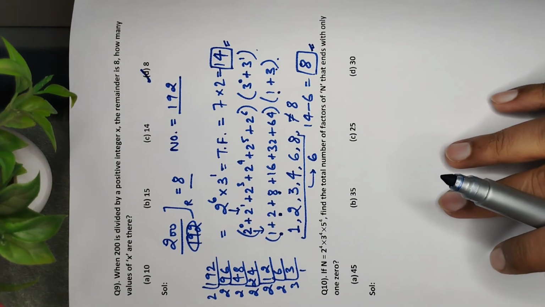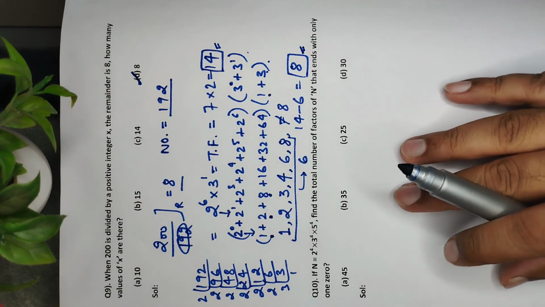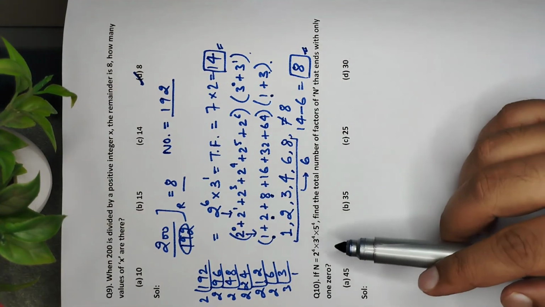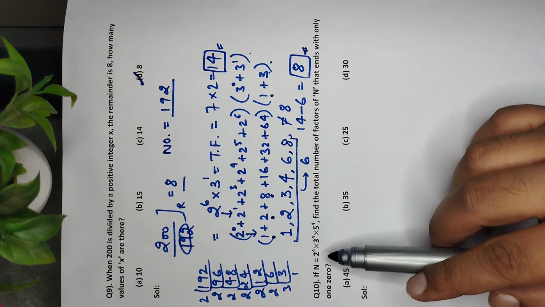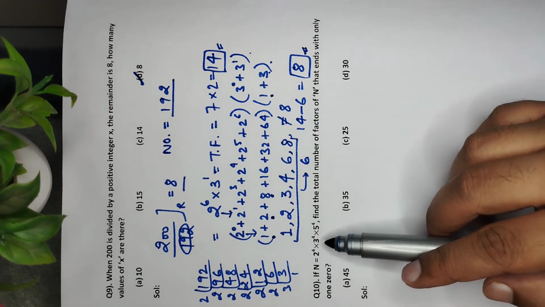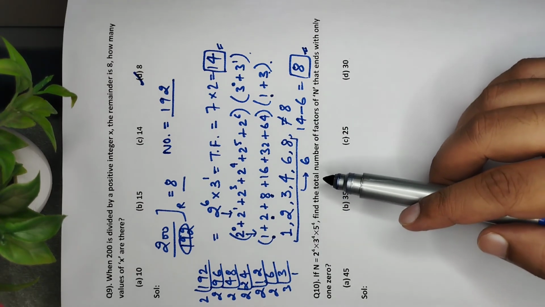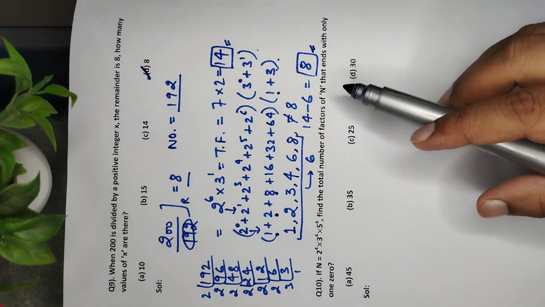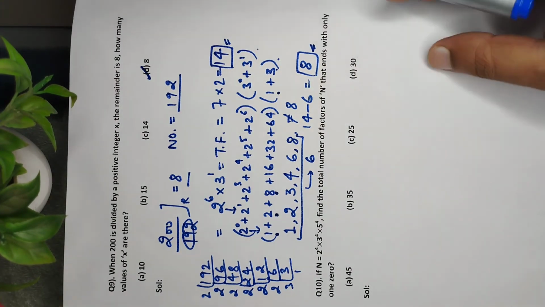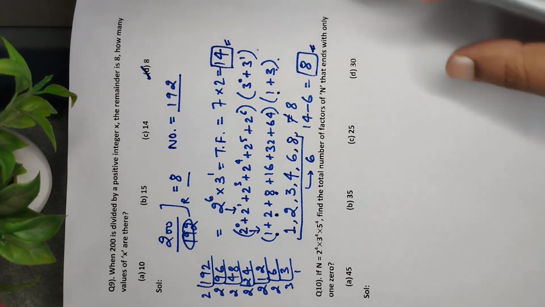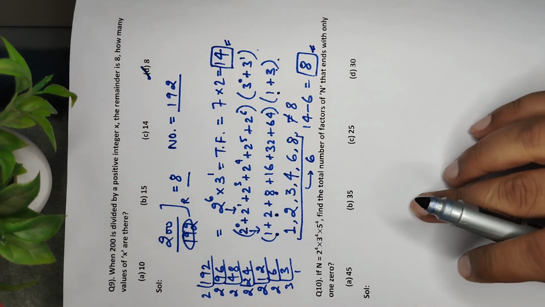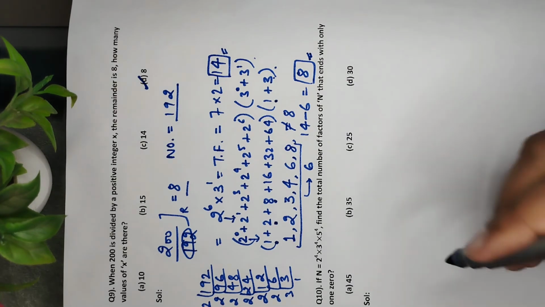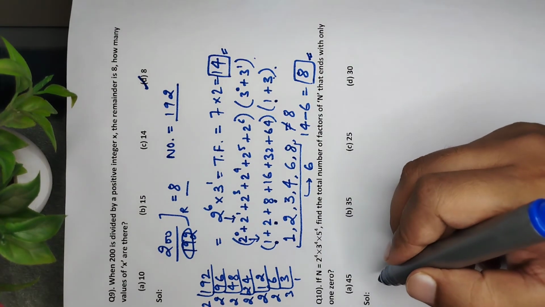Let us try to solve this last question in this series. The question is, if n equals 2 raised to the power 4, 3 raised to the power 4 and 5 raised to the power 4, find the total number of factors of n that end with only 1 zero. The question is the factors that end with only 1 zero. What is the meaning of this? Let us try to understand this.